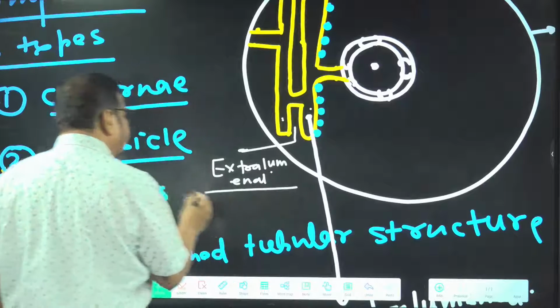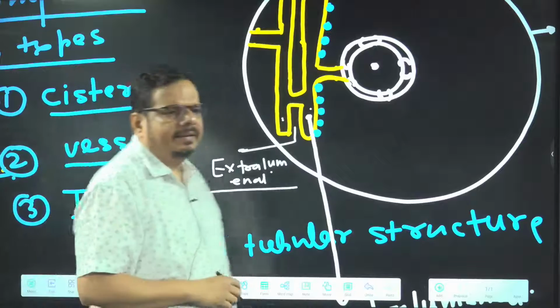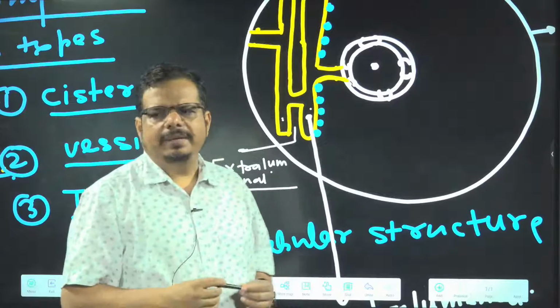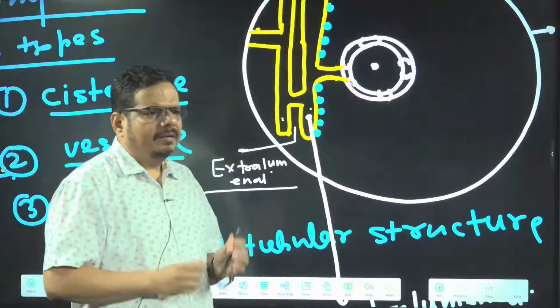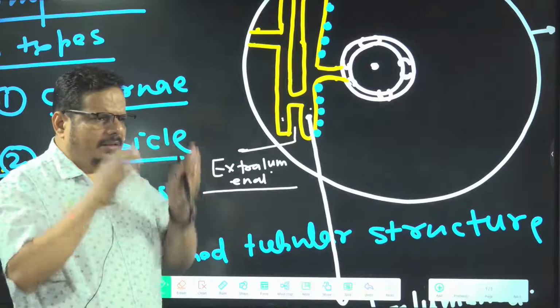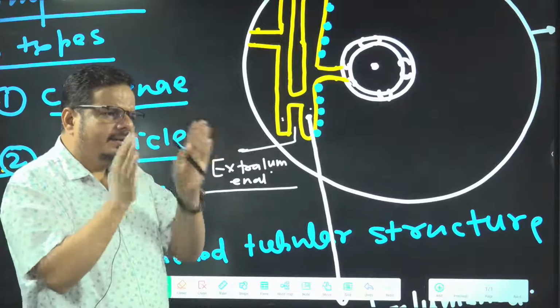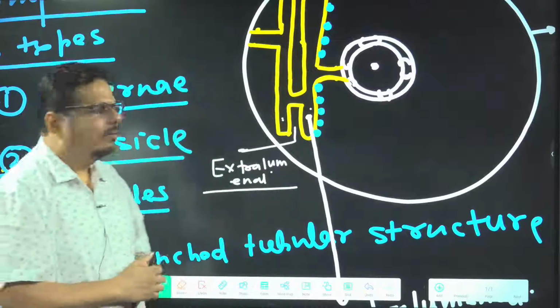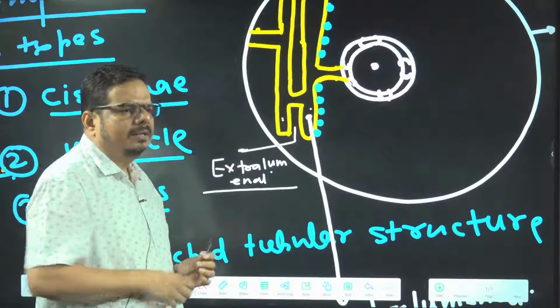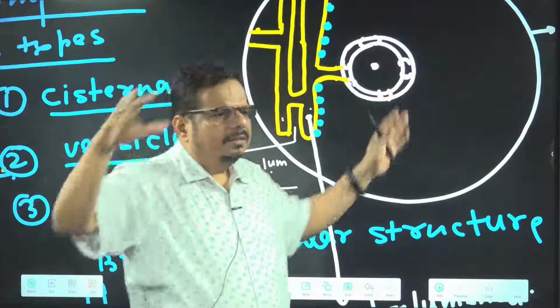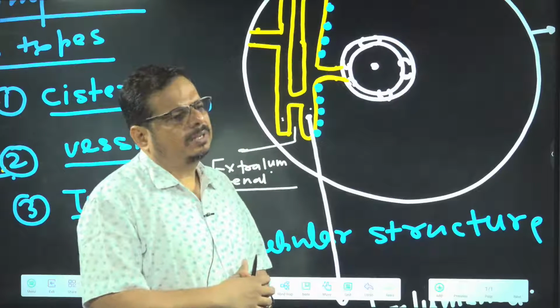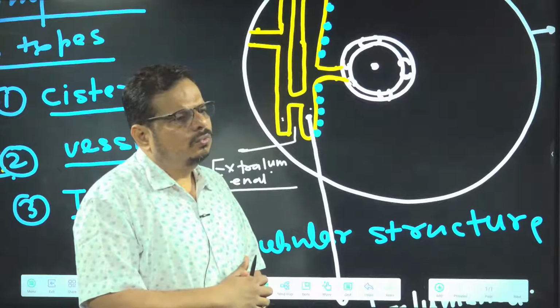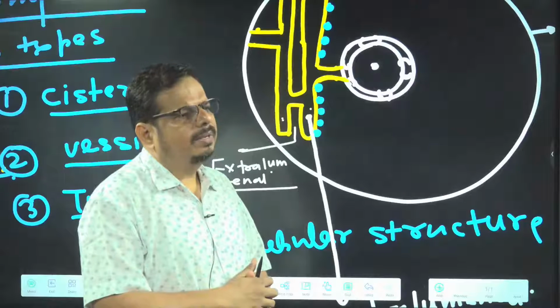So you got the idea? Intraluminal and extraluminal, is it or not? Tell me, hurry up. Right? Intraluminal is what? The cytoplasm present inside the lumen of the endoplasmic reticulum, and extraluminal is the cytoplasm present outside the lumen. So it is dividing the entire cytoplasm into two components, intraluminal and extraluminal.